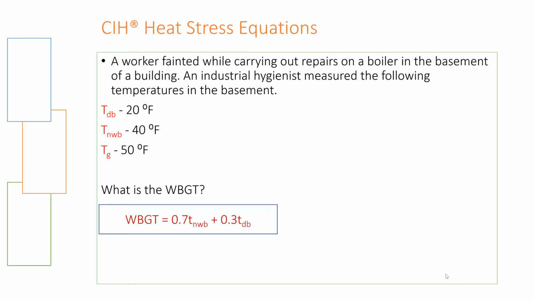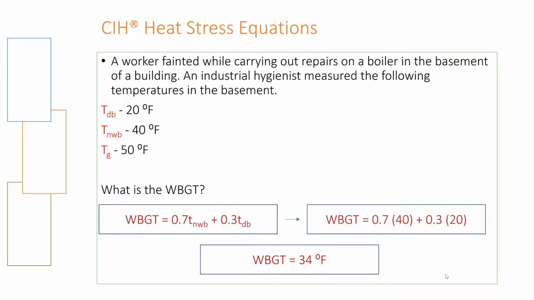So in this particular example, we use this equation. Notice we did not include the globe temperature. The globe temperature was missing because the worker is in a basement. Therefore, we are not expecting radiant heat. There is no sunshine shining directly on that worker. So when you plug in your values, you are going to get your final answer of 34 degrees Fahrenheit.